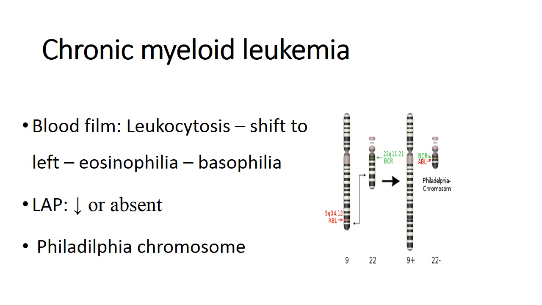The LAP score, or leukocyte alkaline phosphatase score, will increase in the myeloid leukemoid reaction, while it decreases or is absent in chronic myeloid leukemia. The actual diagnosis of chronic myeloid leukemia is the cytogenetic study and the presence of the Philadelphia chromosome, which involves a translocation between chromosome 9 and chromosome 22, and fusion of the BCR gene with the ABL gene to produce the BCR-ABL fusion gene. The Philadelphia chromosome will be chromosome 22.